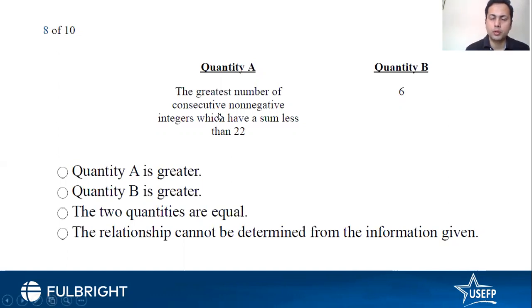So consecutive non-negative integers which have a sum less than 22. We need to find the greatest number of consecutive non-negative integers which have a sum less than 22. So what is the smallest non-negative integer we have? The smallest non-negative integer is 0.